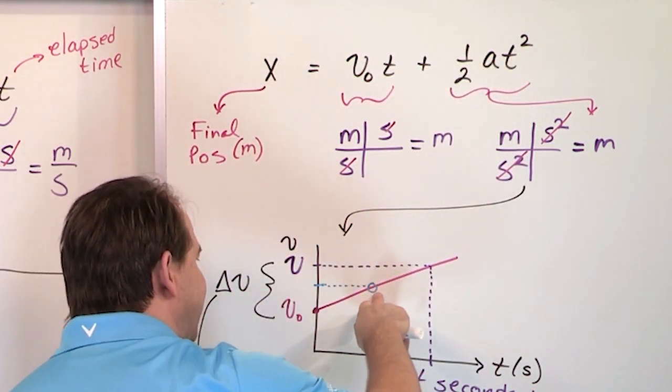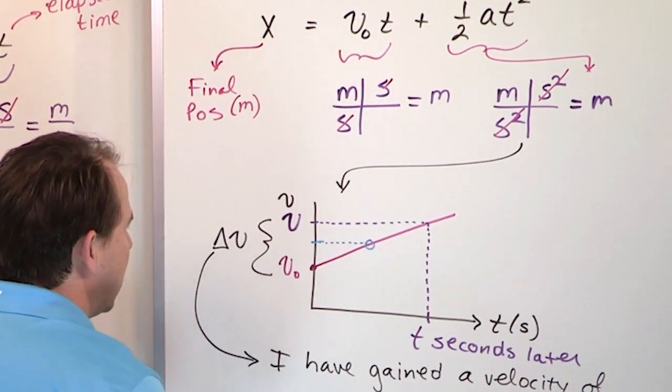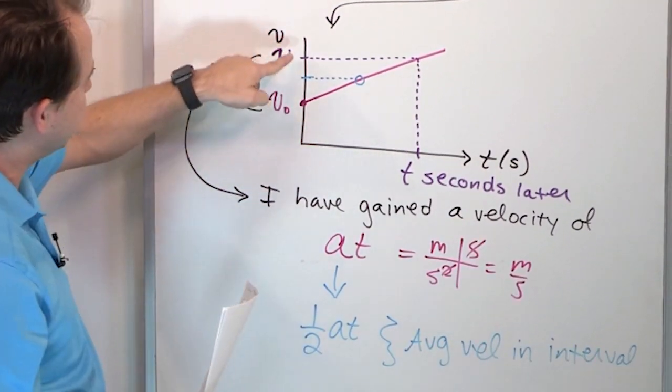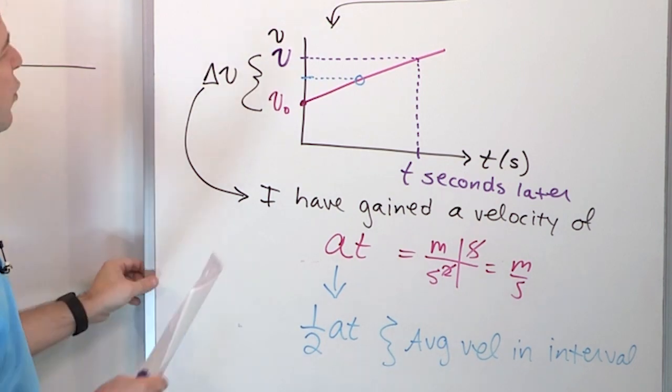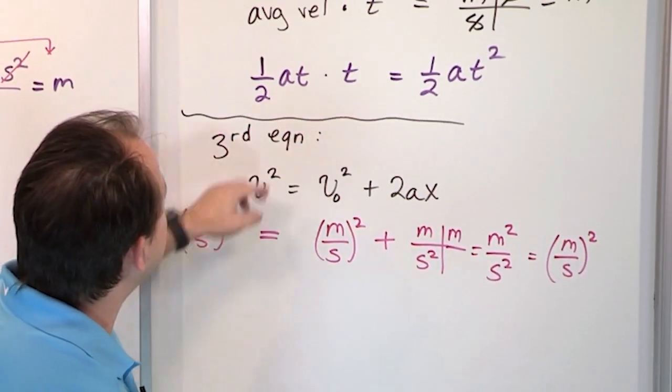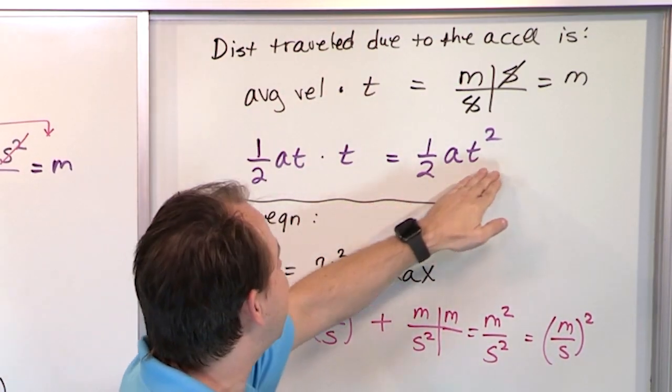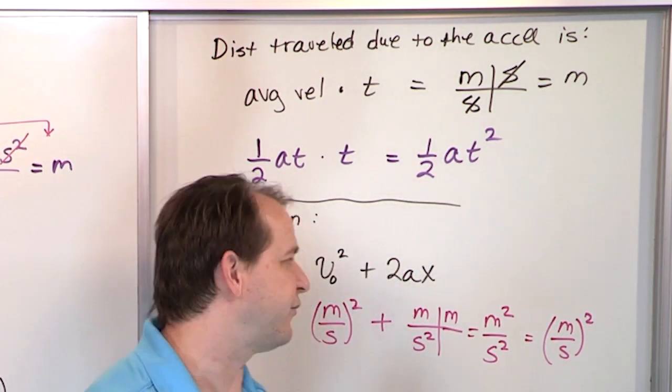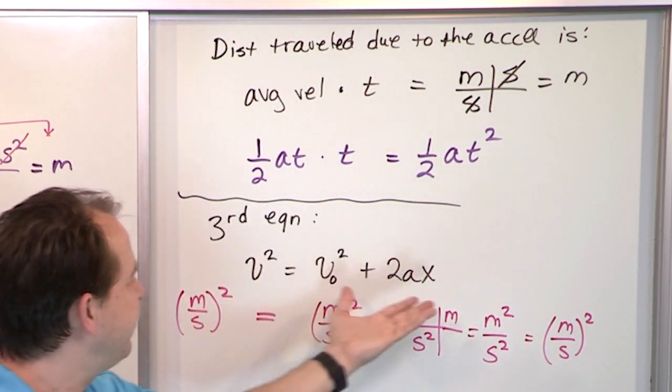You have an average speed. That's going to be 1/2 of a times t, 1/2 of this delta v here, which is a times t. When you take that average speed, multiply it by time to get distance, you end up with 1/2 at squared, and that's why that equation has that term in it. And then the third equation just works out unit-wise.